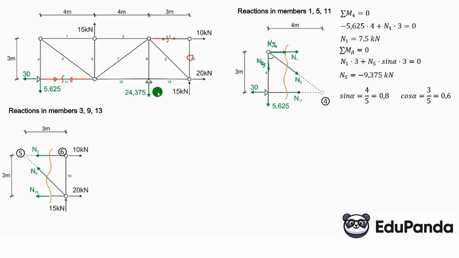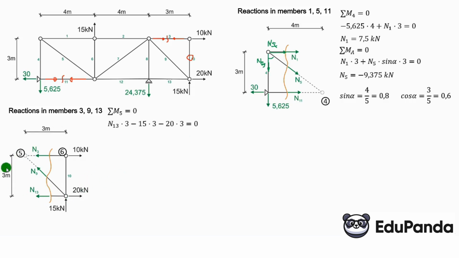We also remember that the last part of the truss has different dimensions than the other two, because here it was 4 by 3, and now we have 3 by 3, which means we have a different angle, simply 45 degrees. So the sine equals the cosine, which equals the square root of 2 over 2. So the sum of moments at point 5 equals 0. From this we will calculate the reaction N13.